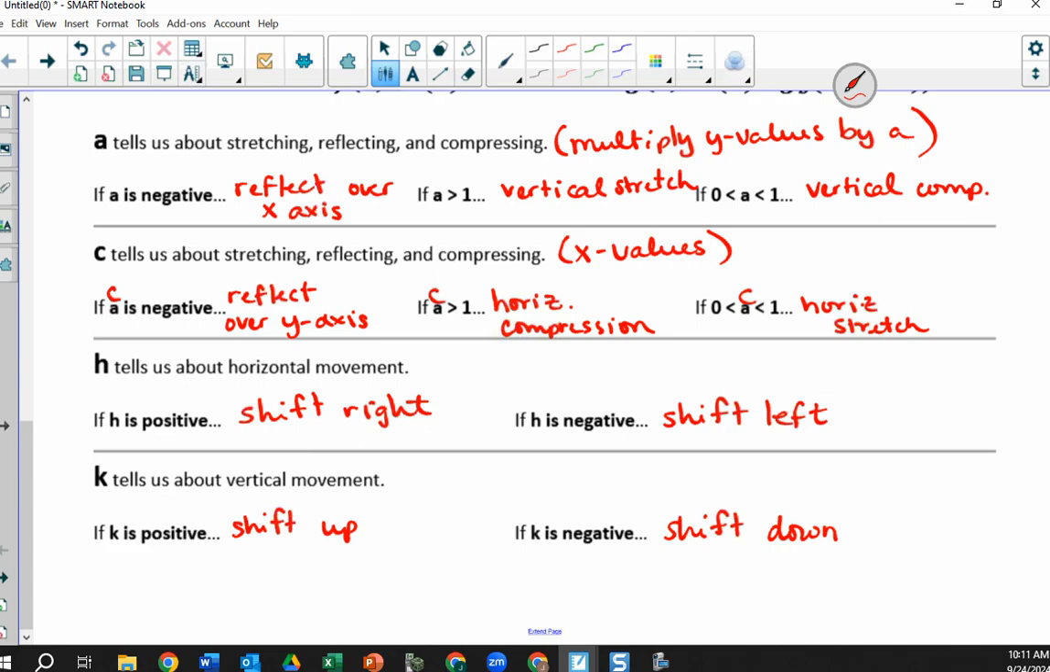All right, let's try to actually graph something so you can see how this works. Anybody need more time on this slide? Okay, all right.